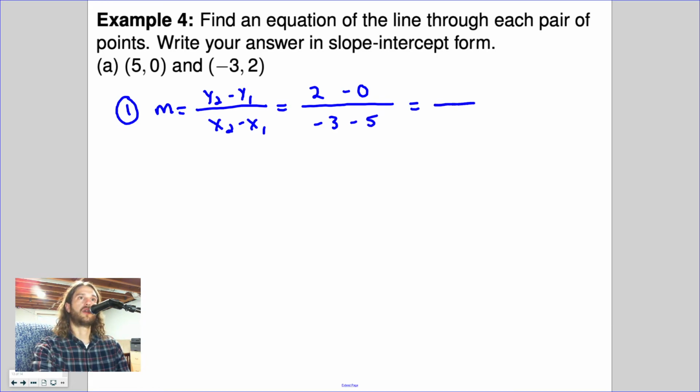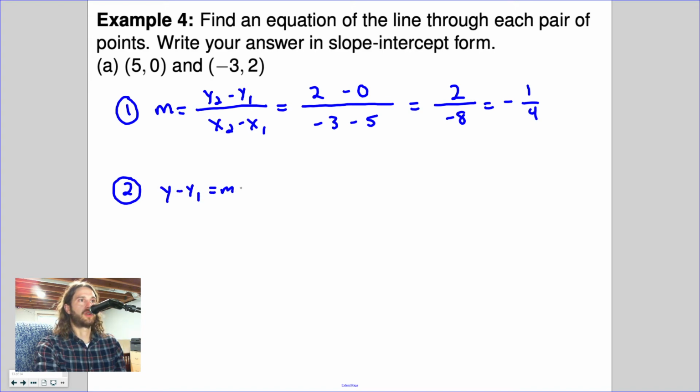So our slope here is 2 over negative 8, which gives us a final slope of negative 1/4 if it's simplified. So great, we found the slope. The next thing that we want to do is put it into point slope form.